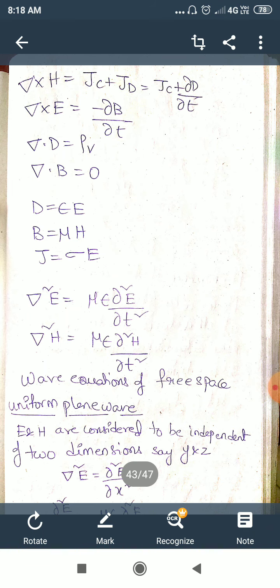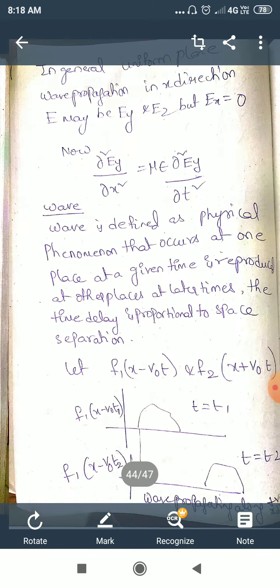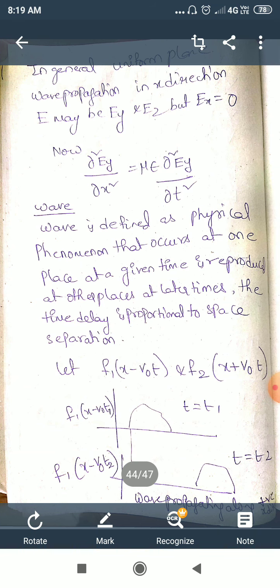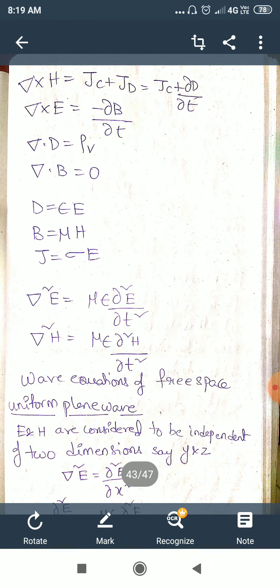Before seeing what is meant by a uniform plane wave, we will see what is meant by a wave. A wave is defined as a physical phenomenon that occurs at one place at a given time and is reproduced at other places at later times. The time delay is proportional to the space separation. So this is nothing but a wave. Now we will come to what is meant by a uniform plane wave.